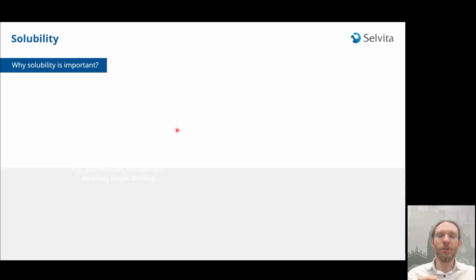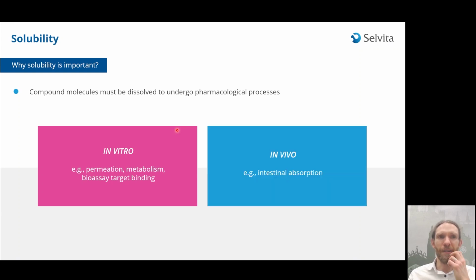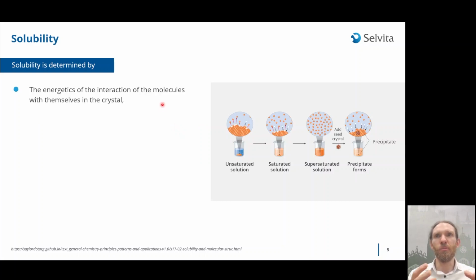So, first we need to answer the question: why is solubility important? Because compound molecules must be dissolved to undergo any pharmacological processes, both in vitro, like permeation, metabolism by assay, target binding, and in vivo, like intestinal absorption. Solubility will be determined by the energetics of the interaction of molecules with themselves in the crystal.